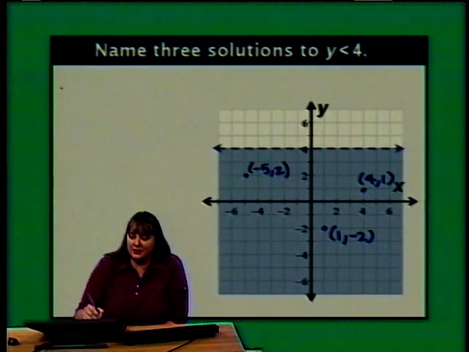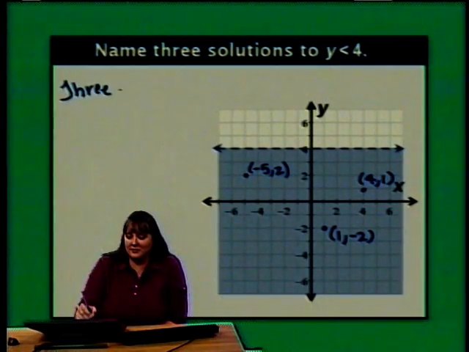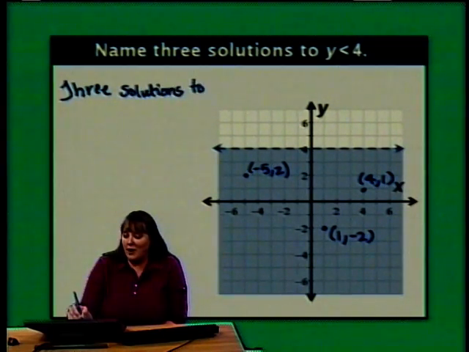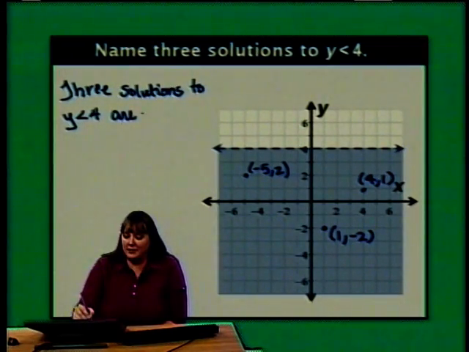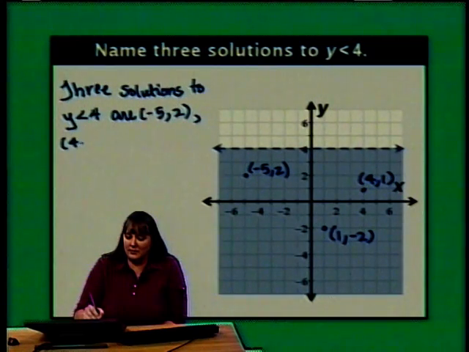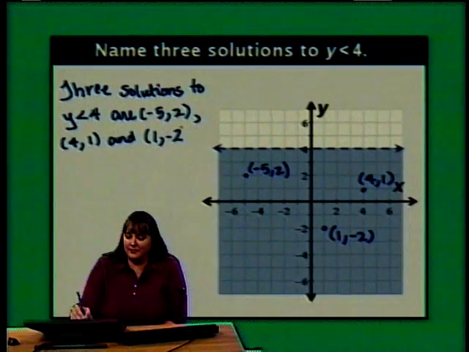So 3 solutions to y is less than 4 are negative 5, 2, 4, 1, and 1, negative 2.